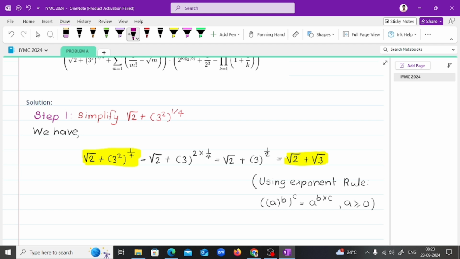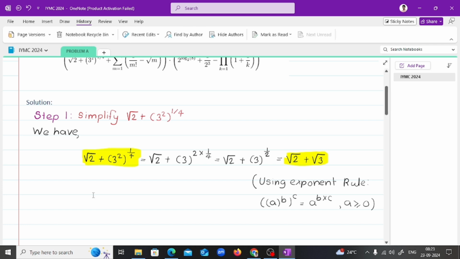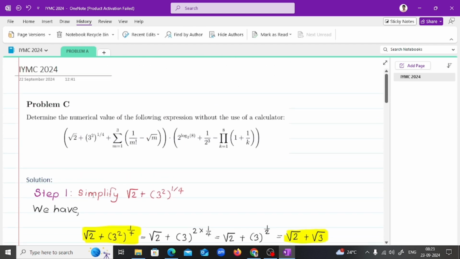Now we will solve step 2. In step 2 we will just simplify this summation. Okay, this summation at first looks difficult, but it is not as difficult as we are thinking. So we will just find the value of this bracket, that is 1 upon m factorial minus root m, by substituting the value m is equal to 1, m is equal to 2, and m is equal to 3, and then we will add all three values to find the value of this summation.